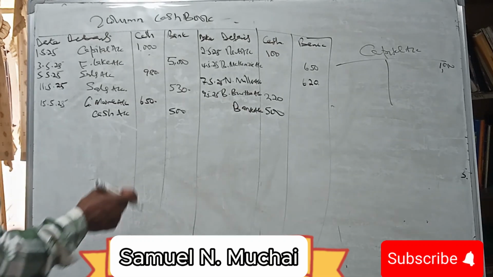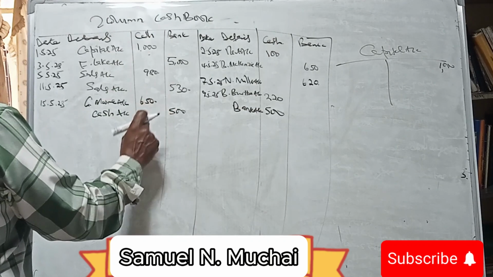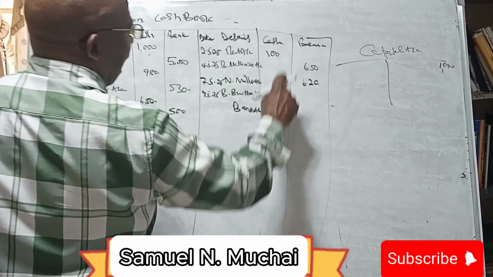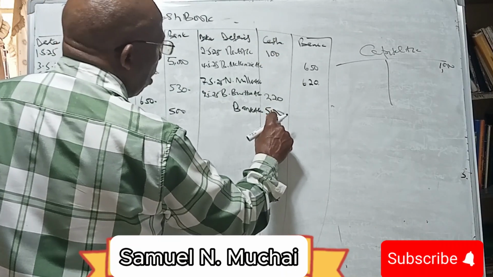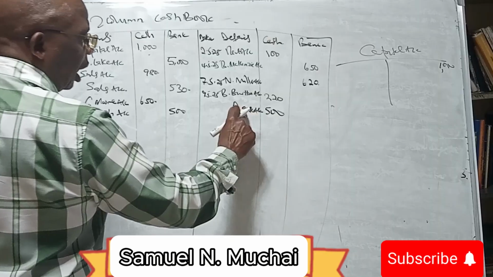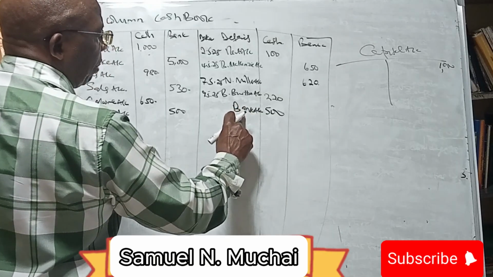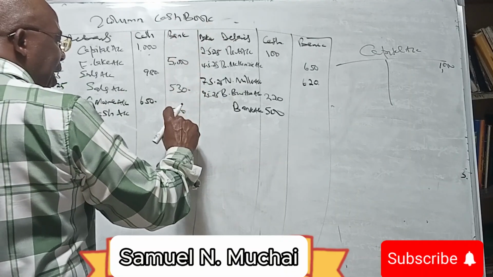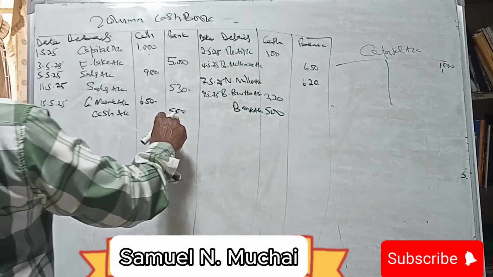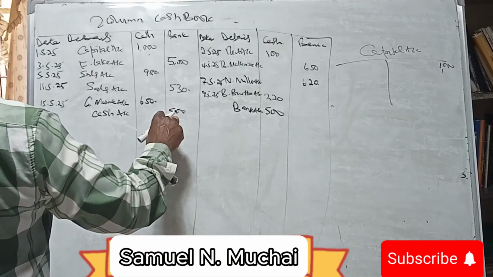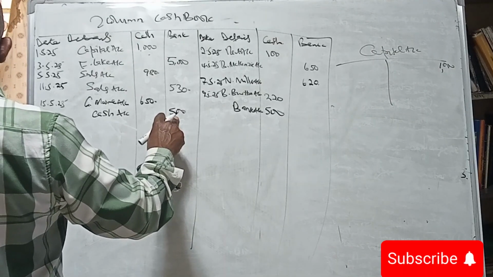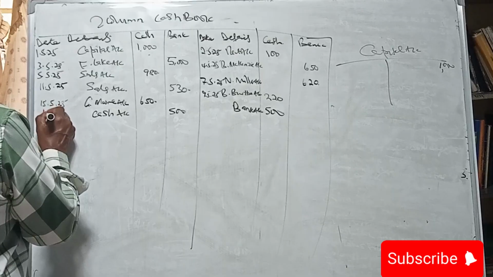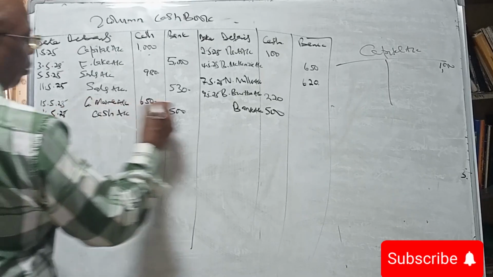We are reducing our cash in the office. A reduction of cash, we credit the cash account. So we credit cash with 500. But where are we taking the money? To bank. So our bank increases. An increase in the asset of bank, we debit the bank account. The date is 16th of May 25.